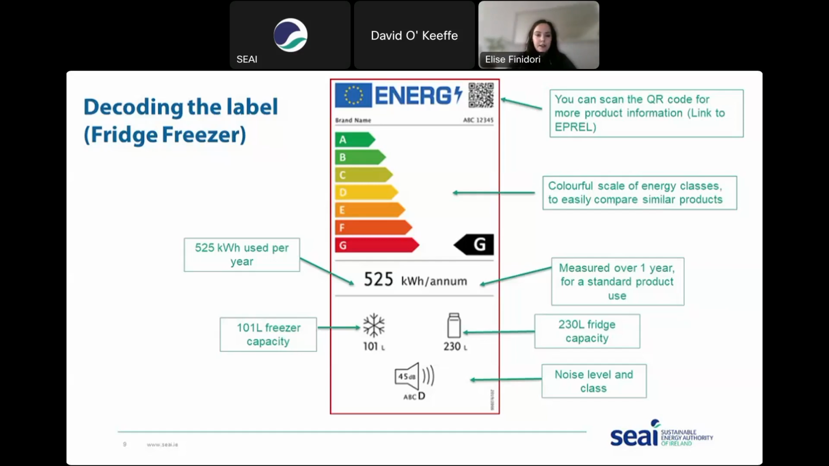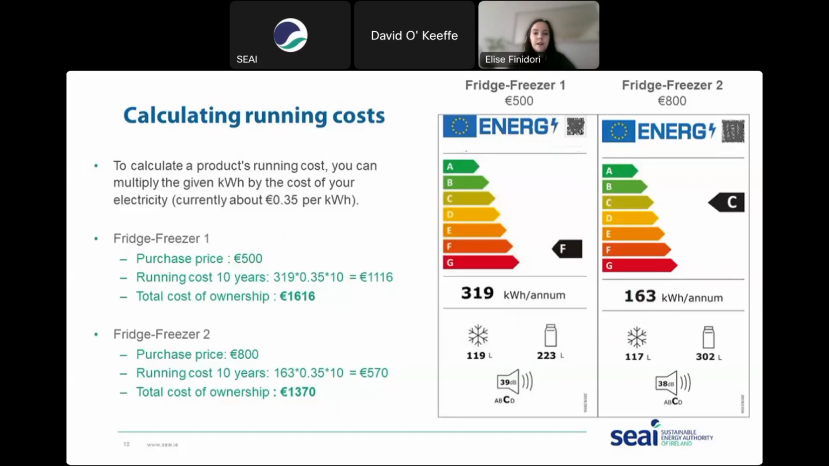Now, we're going to focus on the energy consumption, so that kilowatt hour data that's there at the middle of the label, and just talk about how you can use this data to calculate the running cost, and so how much money you're going to spend on electricity for this product to run. To calculate the product running cost, you can multiply the given kilowatt hour by the cost of your electricity. Depends on your contract, etc., but currently it's about 35 cents per kilowatt hour.